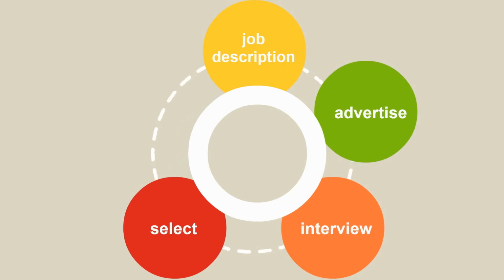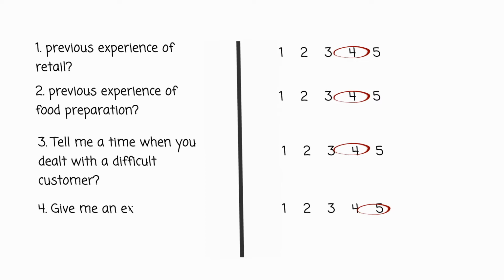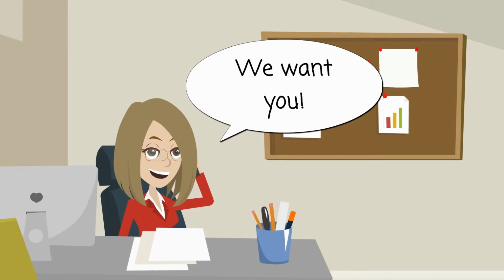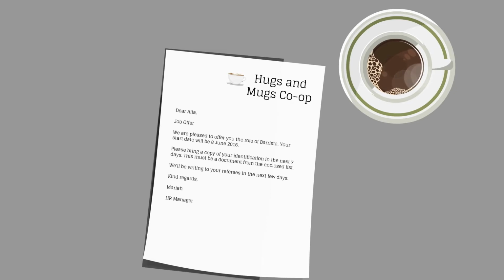Selection. Hopefully, there is someone that you want to employ from the applications you received. You can again use a simple scoring matrix to help you decide who you want to employ. The job offer. This could be the employment contract itself, or it could be an offer which is written in a separate letter to the contract.